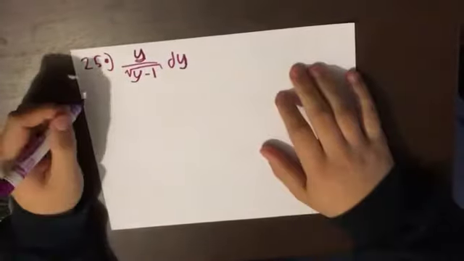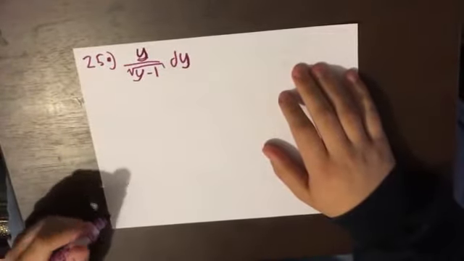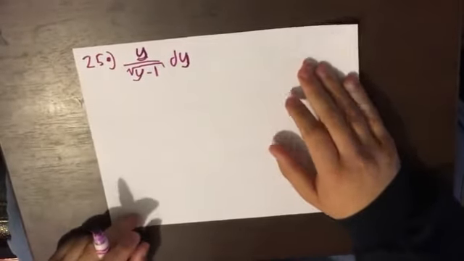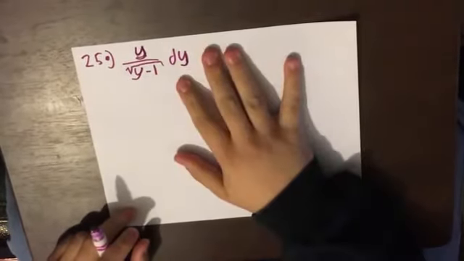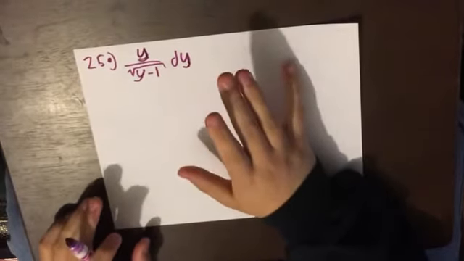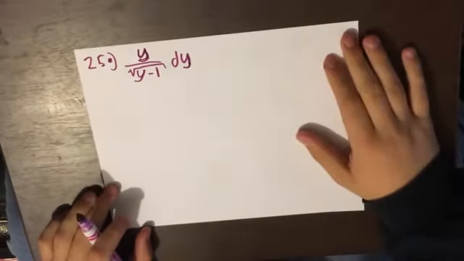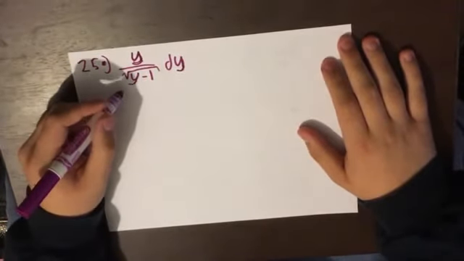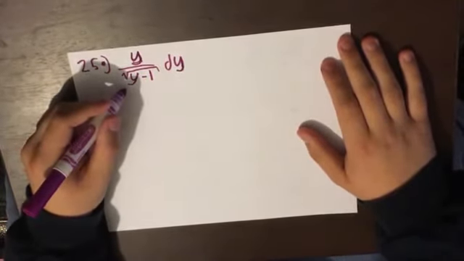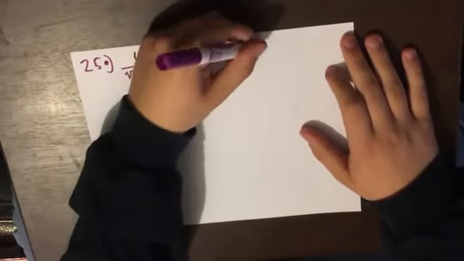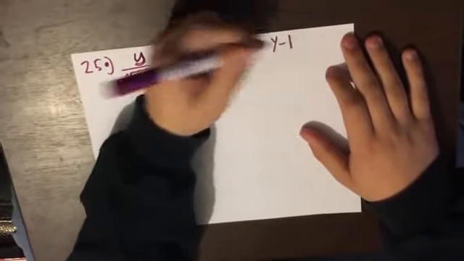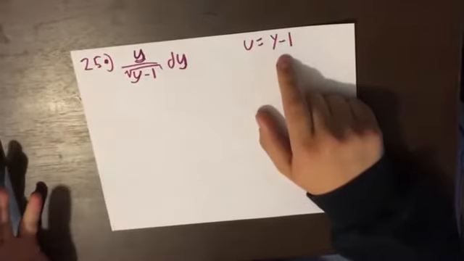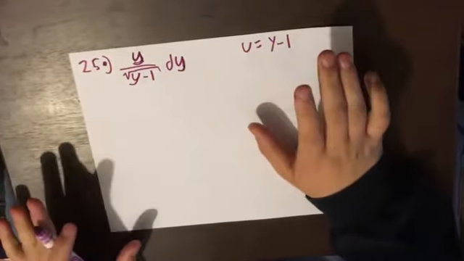Alright guys, so right now we're going to be doing section 7.2, question number 25 on the practice problems. How to do this problem is going to be kind of weird, so just bear with me. This is, again, another one of those wonky problems with substitution. So we're going to have what's in the radical be our u value, so u equals y minus 1. But here's the thing, you can't really take the derivative of that. So again, it's kind of crazy.